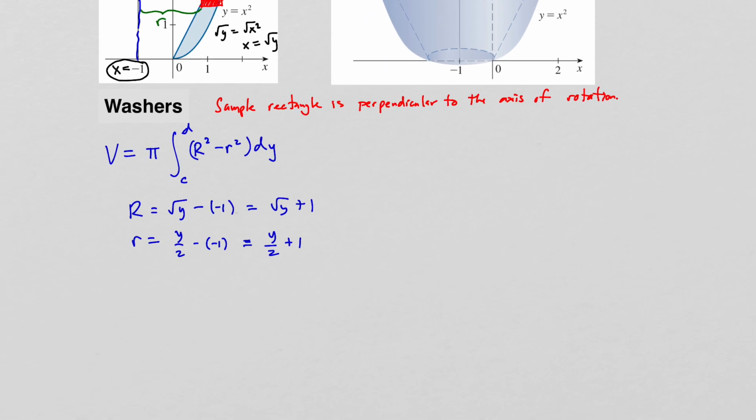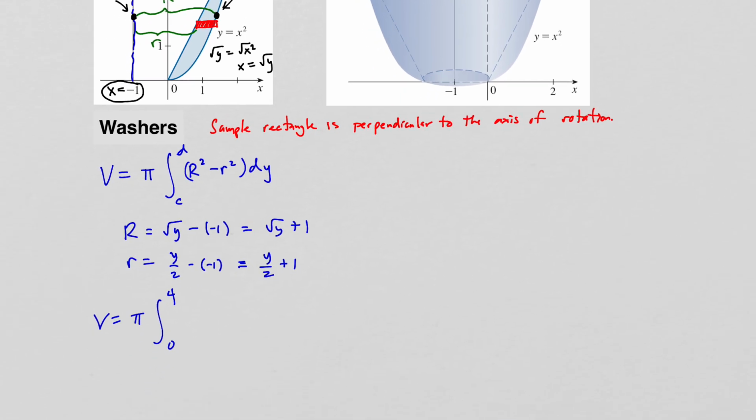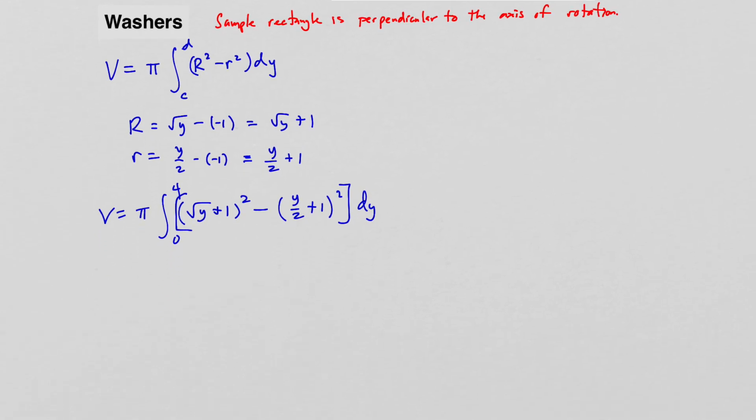So now we have to plug those into our volume formula. We have pi. We're going to integrate from 0 to 4, because on the y-axis, this point here is the point (2, 4), so they intersect at y equals 4. And then we have big R, which is radical y plus 1, quantity squared, minus little r, which is y over 2 plus 1, quantity squared. And this is all integrated with respect to y. I think it's pretty simple to see at this point that this method is a little bit more challenging than the shell method for this particular problem. Let's go ahead and work out this integral.